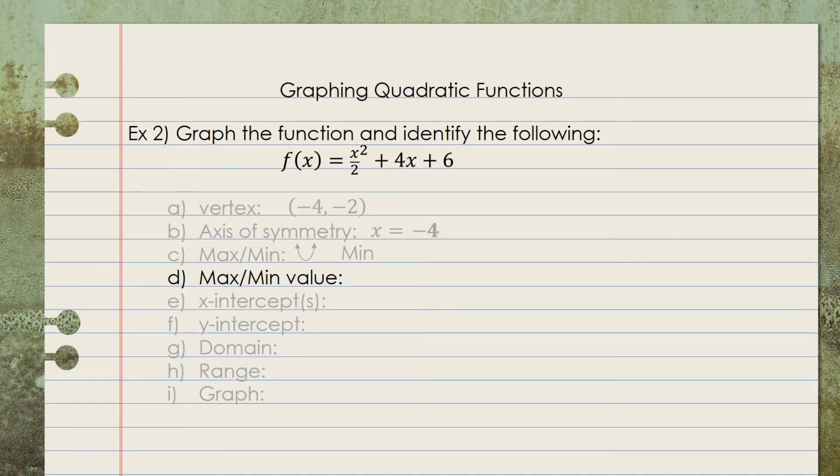Now we're being asked to find our max or min value. As a reminder, this is our k value. Your k value can be found from your vertex, and we know the k value is negative 2.